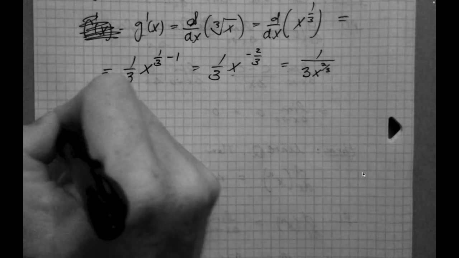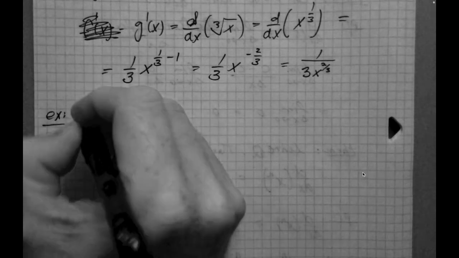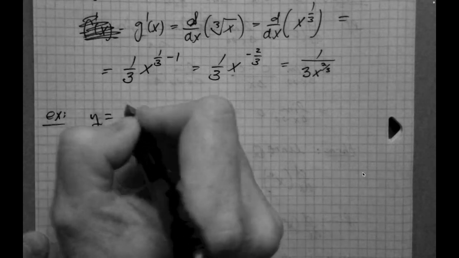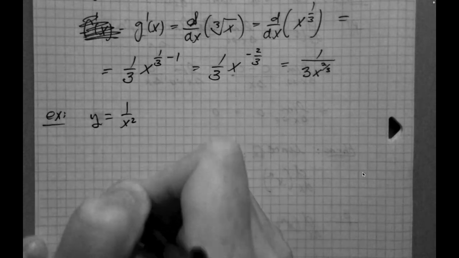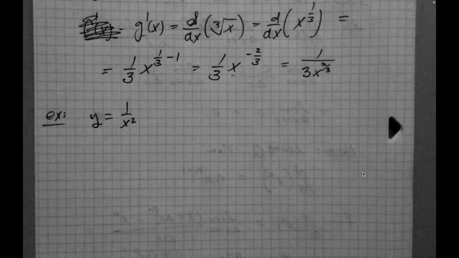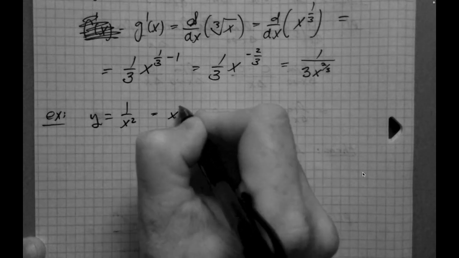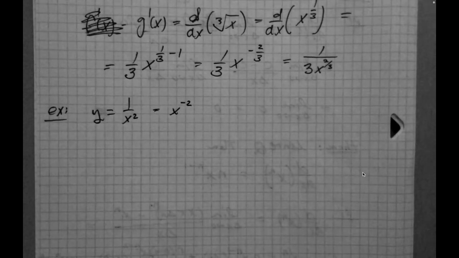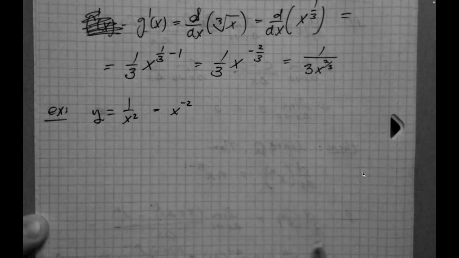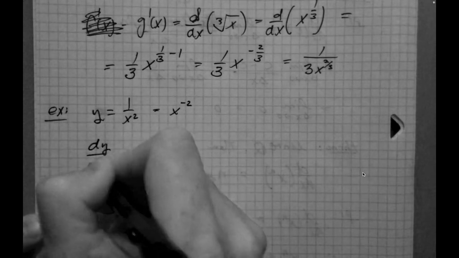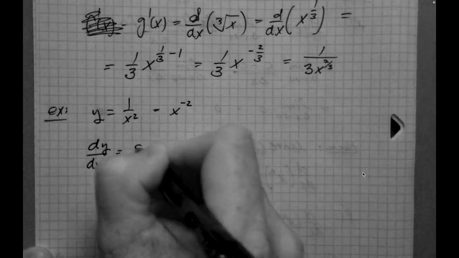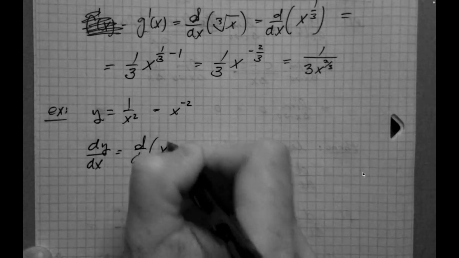How about another example? What about something like this? What if I have y equals 1 over x squared? What's y prime? Okay, so you should notice here that 1 over x squared is the same as x to the negative 2 power. So if y is equal to x to the negative 2 power, then we can calculate the derivative, dy dx. That's just going to be equal to d dx of x to the negative 2 power.